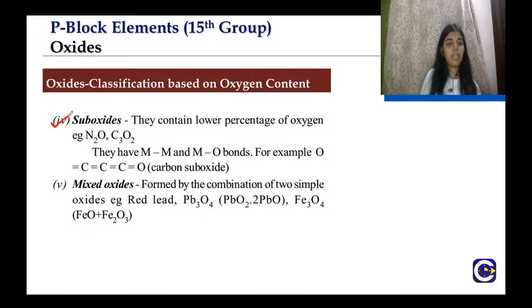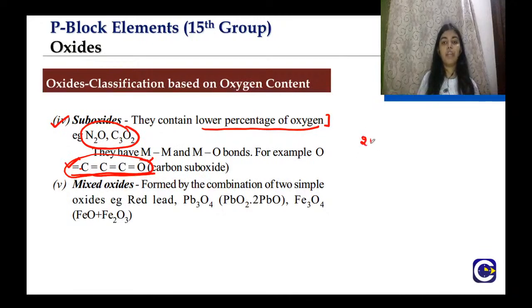Suboxides, now this is very important. They contain a lower percentage of oxygen. These examples you have to basically remember, and the structure of C3O2, carbon suboxide, is very important. The structure is very important. C3O2 is a carbon suboxide and N2O is also considered a suboxide because it contains a lower percentage of oxygen. Here you see that on 2 nitrogen 1 oxygen is present, or here that on 3 carbon 2 oxygen is present, right?